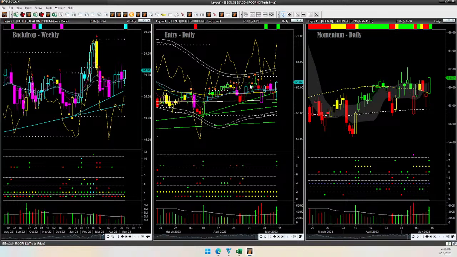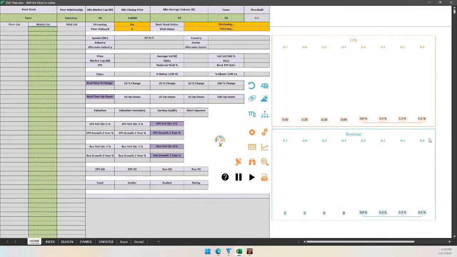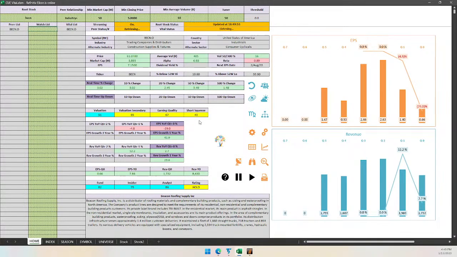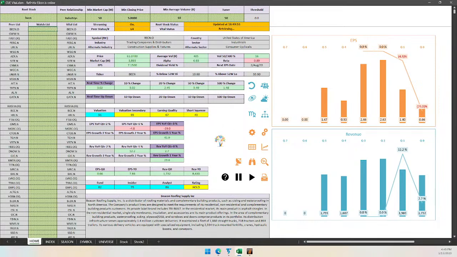BECN, Beacon Roofing. It seems the name is Beacon Roofing. BECN is the ticker. Let's give it a few seconds. Well, the fundamentals are good enough for me to buy. And see how unambiguously all aspects of Q systems come together. Undervalued stock that allows us to buy, and funds are accumulating, insiders are buying.